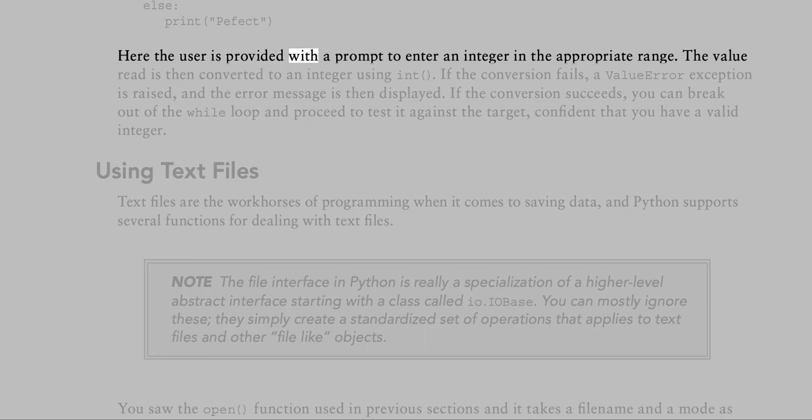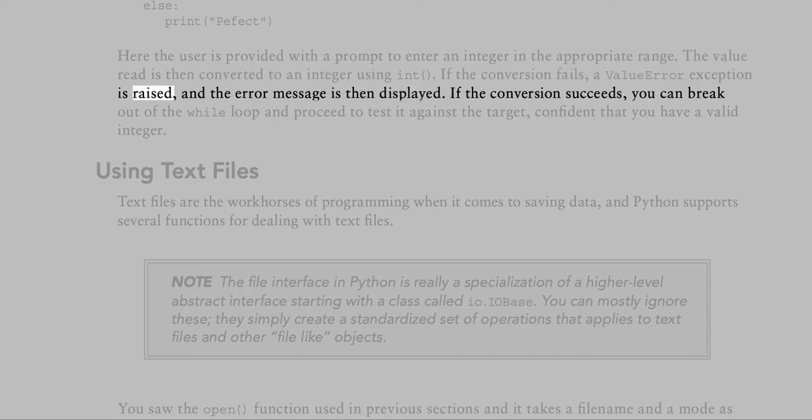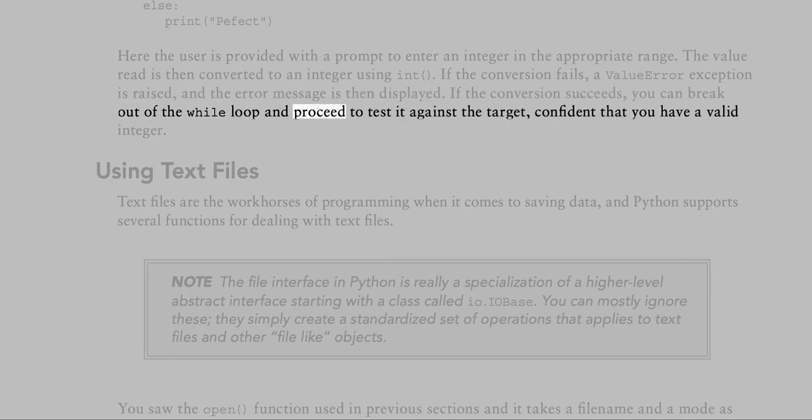Here the user is provided with a prompt to enter an integer in the appropriate range. The value read is then converted to an integer using int. If the conversion fails, a ValueError exception is raised, and the error message is then displayed. If the conversion succeeds, you can break out of the while loop and proceed to test it against the target, confident that you have a valid integer.